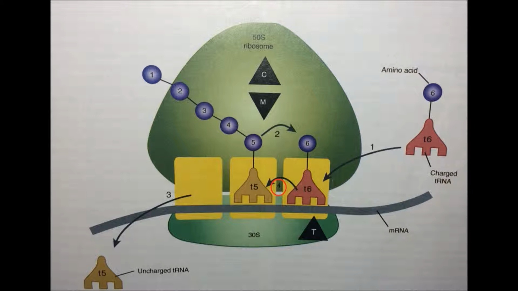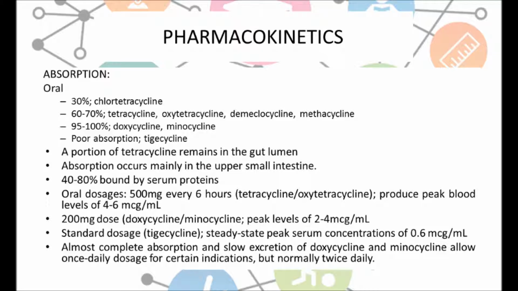Chloramphenicol or C and macrolides or M bind to the 50S subunit and block peptide bond formation. This is step 2. Tetracyclines or T bind to the 30S subunit and prevent binding of the incoming charged tRNA unit. This is step 1.